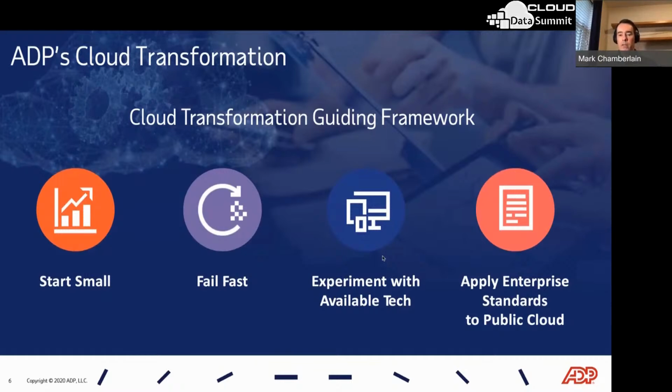The next part is being able to experiment with available technology. With all the services being provided by the public cloud providers, one of the things is to be flexible and to be able to spin things up quickly.